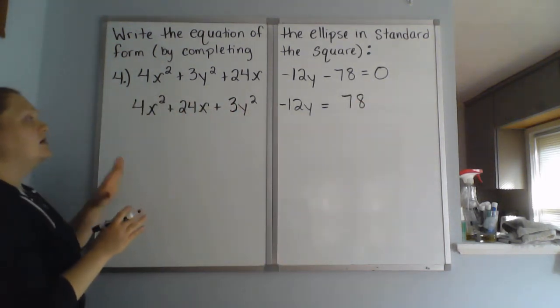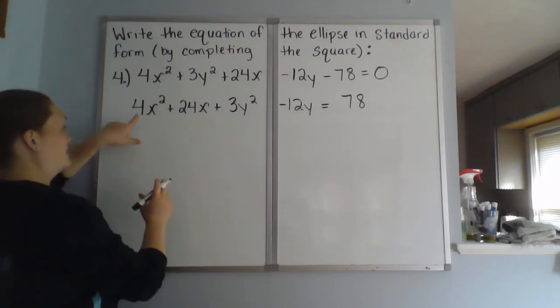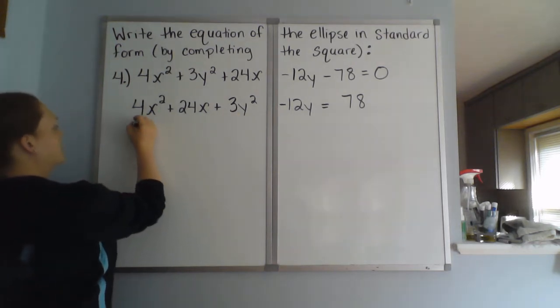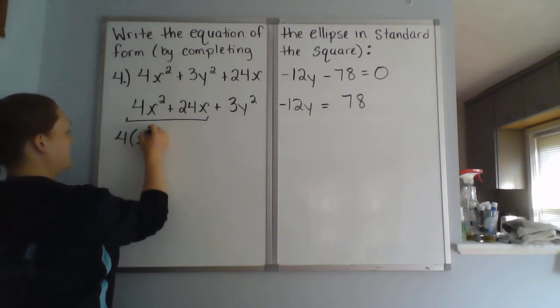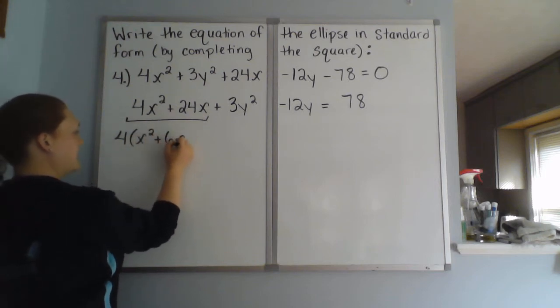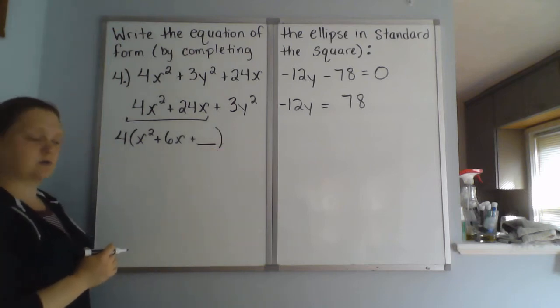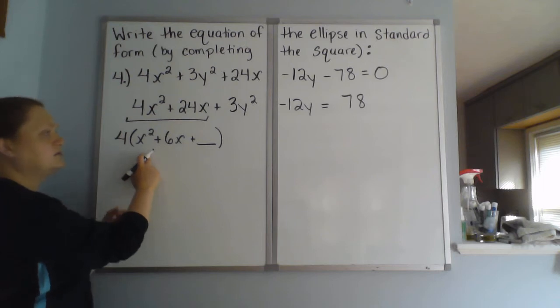So now, with circles, it was easier because there was always a 1 in front of the x squared, but now I've got the 4 and the 3, so I'm going to need to factor those out. So from these two, I'm going to factor out a 4, and that gives me x squared plus 6x, and this is where I'm going to insert my unknown value, okay? So this is where I'm going to fill something in so that this factors into a perfect square trinomial, okay?